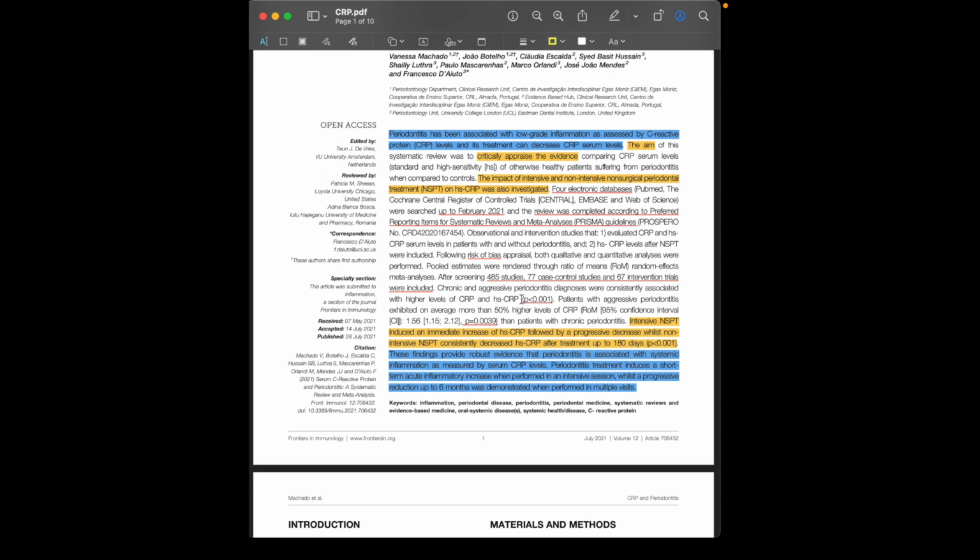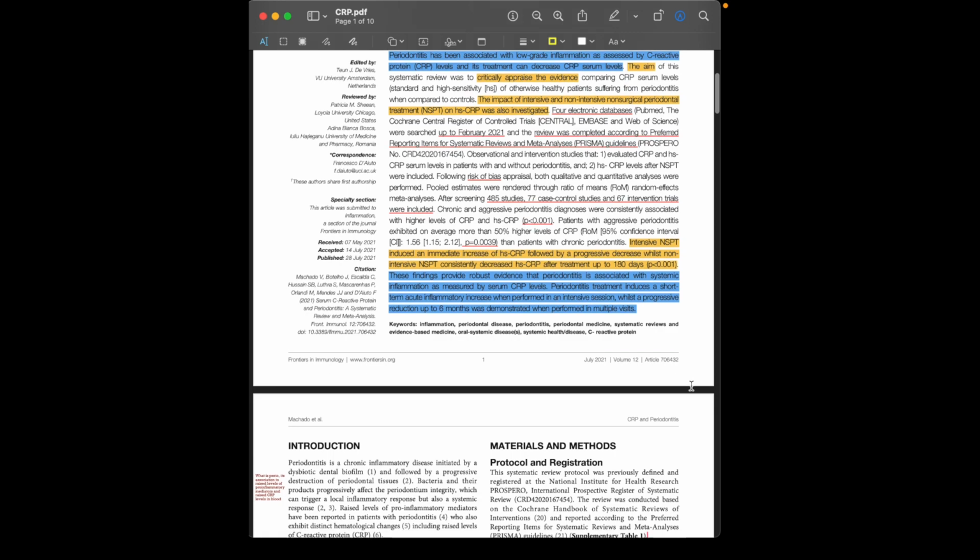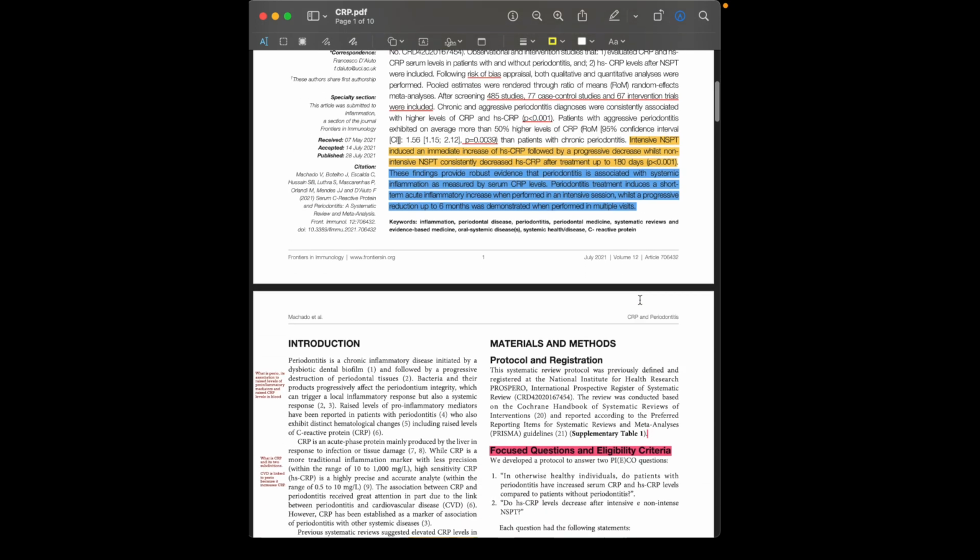0.05. And they're saying that from what they gathered from their studies comparing the two different modalities for periodontal treatment, they discovered that intensive NSPT, which is the surgery, induced an immediate increase in high sensitivity CRP levels, followed by a progressive decrease after treatment for up to 180 days. So they don't know what happens after the 180, but they do know for sure that it's decreased within that 180. And again, they added the p-value, and they ended with the hypothesis again.